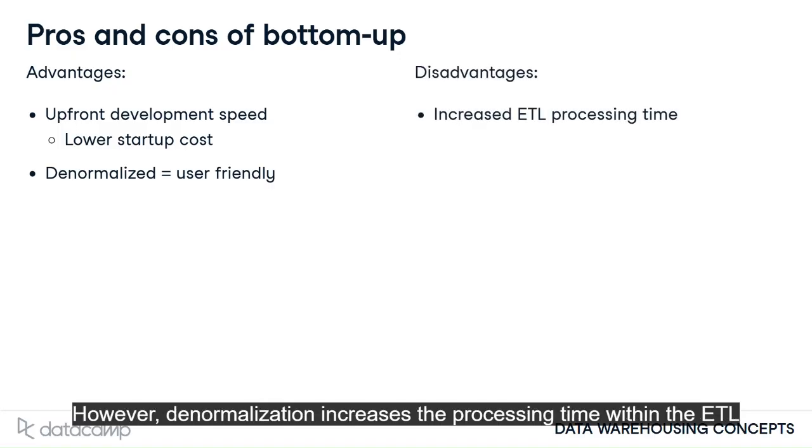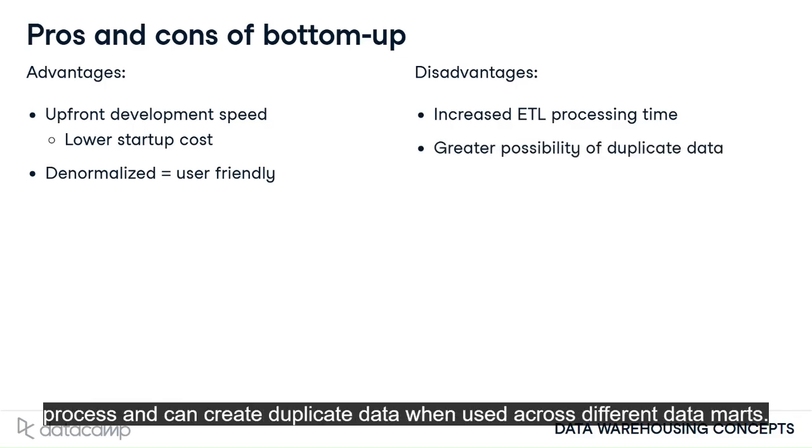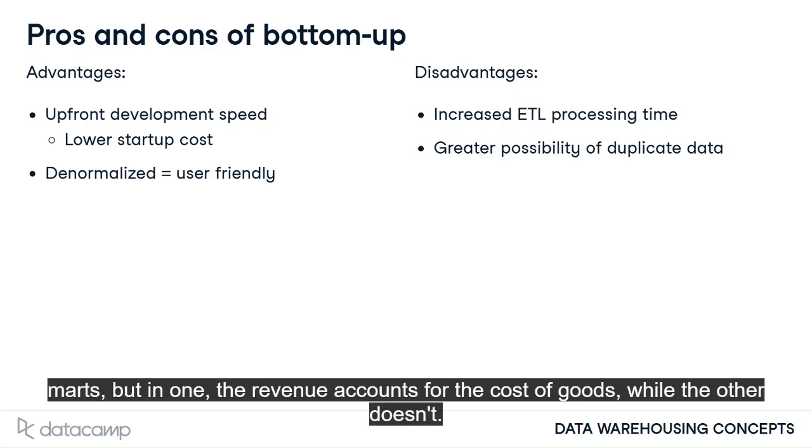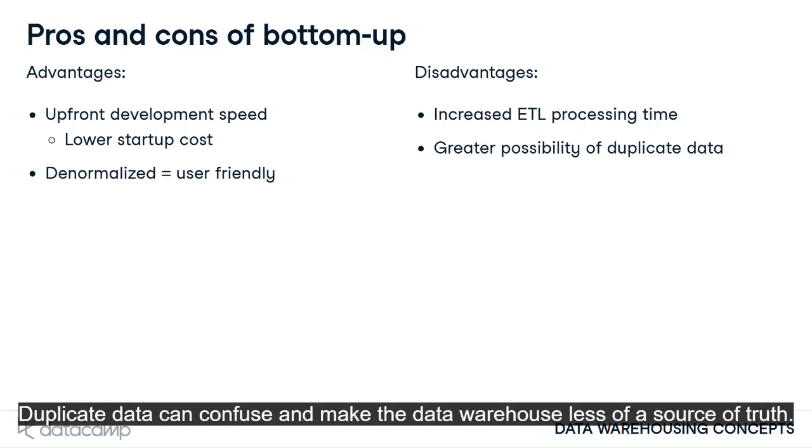However, denormalization increases the processing time within the ETL process and can create duplicate data when used across different data marts. For example, if the organization includes a field named revenue in two data marts, but in one the revenue accounts for cost of goods while the other doesn't, duplicate data can confuse and make the data warehouse less of a source of truth.